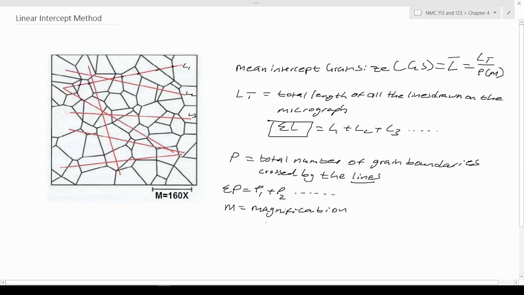And then that's it. The unit for the mean intercept grain size is usually micrometers, that's the standard unit. So if you're given a problem where they're asking you to use the linear intercept method, this is basically what you do. That's it.